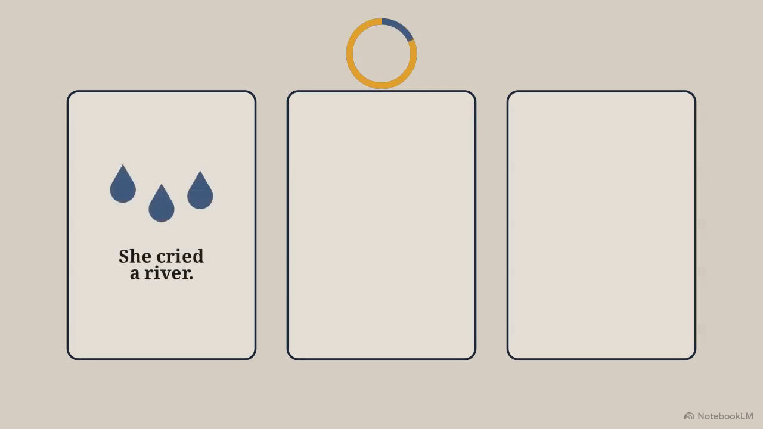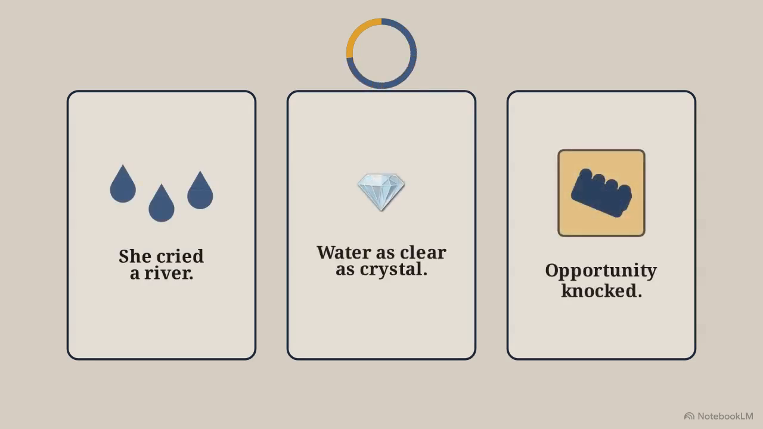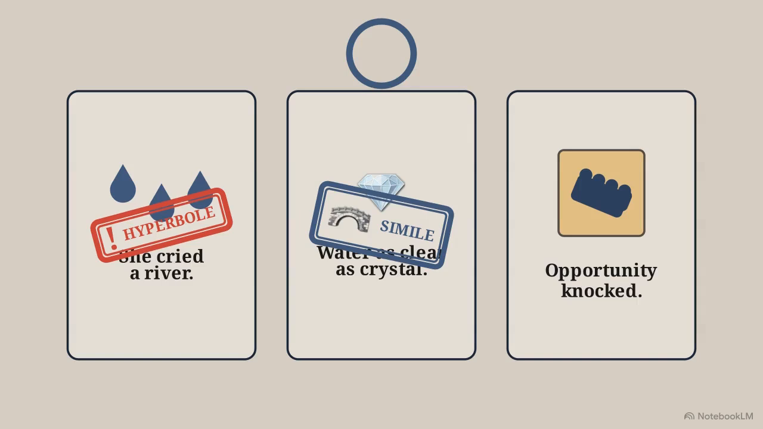See if you can tell which is which for these 3 phrases. She cried a river, water as clear as crystal, and opportunity knocked. Let's see. Crying a river is a massive exaggeration, so that's hyperbole. Using as to compare water to crystal is a simile, and giving opportunity the ability to knock is personification.